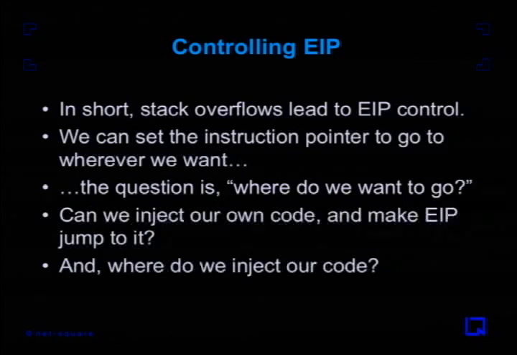The two things we need to do is, we can take control of EIP. We can stuff EIP with whatever 4 bytes we want. Question is, where do you want to go today? Then, if you know where you want to go to, can you inject your own code in that location? And the third is, what code to inject? So once you find the 3 pieces of this puzzle, you've got a working exploit.